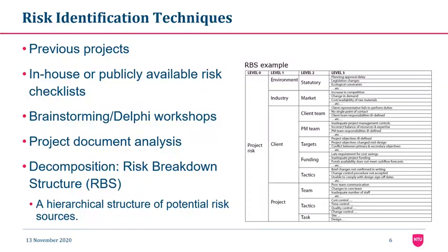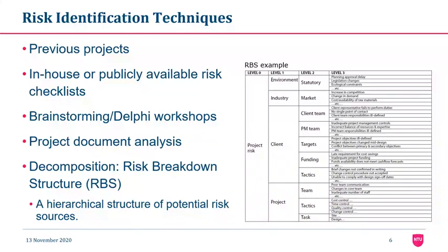We can do some project document analysis, so we go through all documents available. We can do a desk study and review all the documents available to identify problems or risks in the future. Another famous technique is decomposition or risk breakdown structure, or RBS. Probably you know about work breakdown structures, and this is similar stuff for identifying risks. And RBS is a hierarchical structure of potential risk sources.